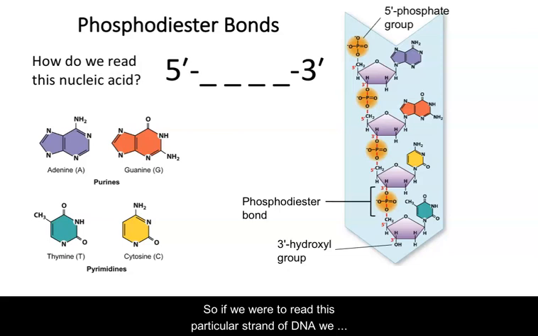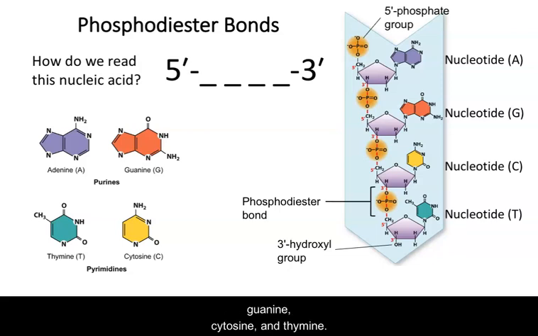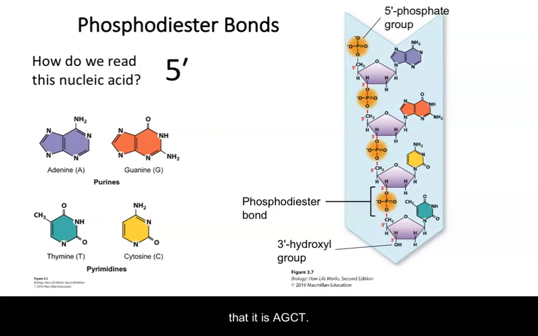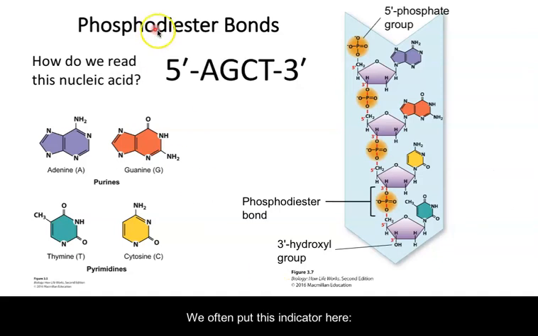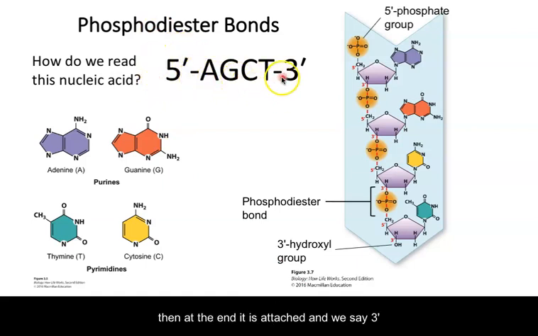If we were to read this particular strand of DNA, we typically read it in the 5' to 3' direction. Recall that the bases here are adenine, guanine, cytosine, and thymine. To read this sequence, we would say that it is A, G, C, T. And we often put this indicator of 5' attached to the sequence, and then at the end we say 3' to give an indication of the direction.